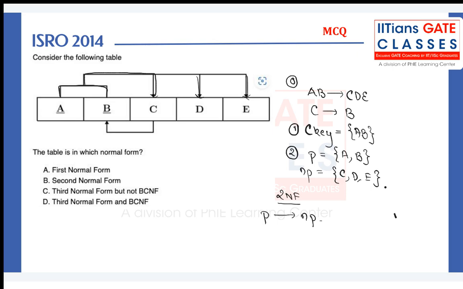Jigya, if you say no. Let me repeat the question. Is there a functional dependency where there's a prime attribute on the left hand side, non-prime attribute on the right hand side? Which functional dependency is it?